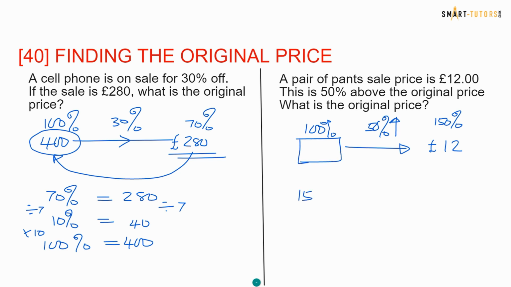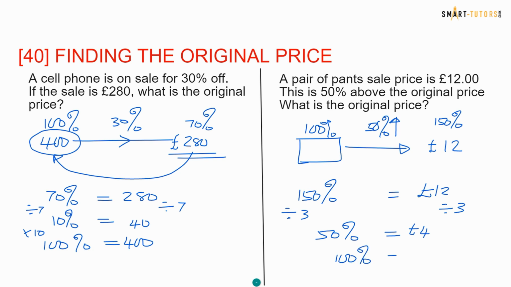So 150% is £12. I'm dividing by 3, dividing by 3, and this becomes 50%, it becomes £4. If 50% is £4, 100% you can times by 2 both sides, so £8 is the answer. So that is the answer for the topic 40.